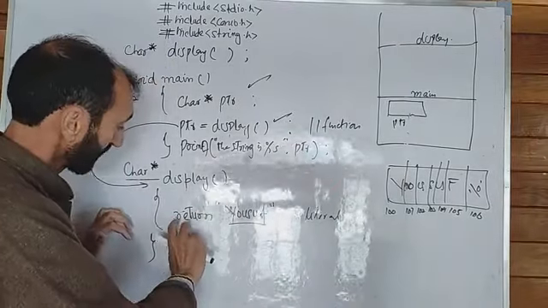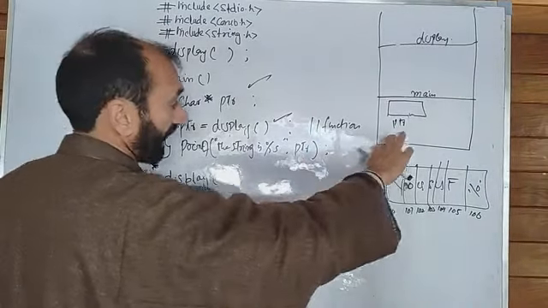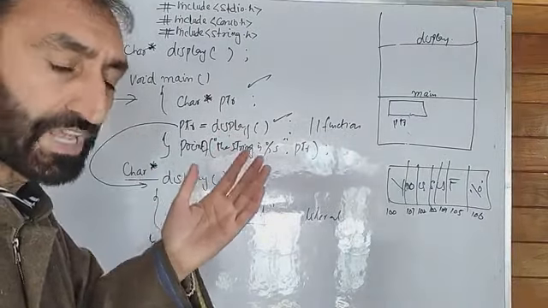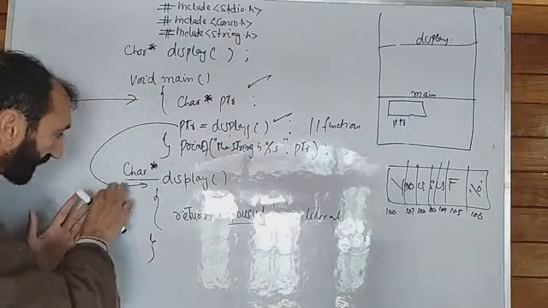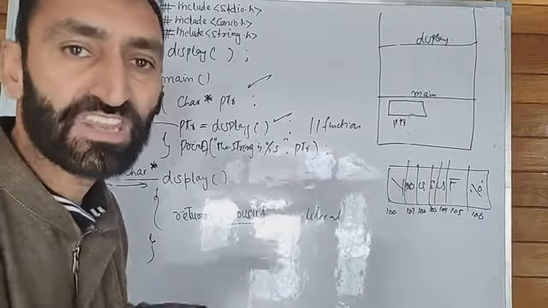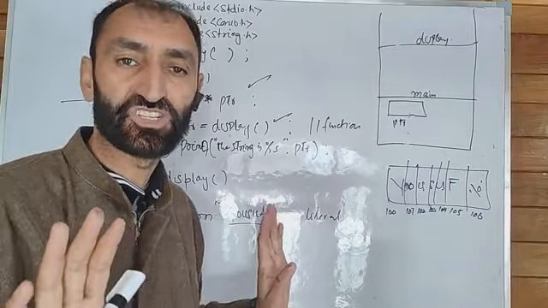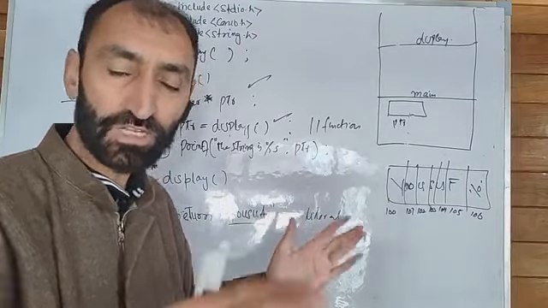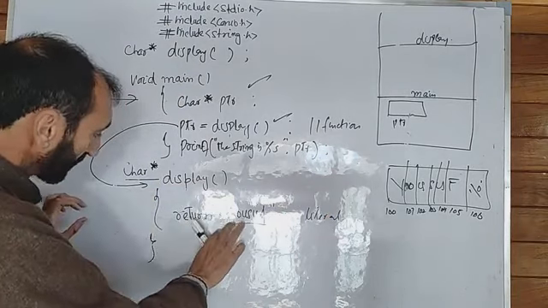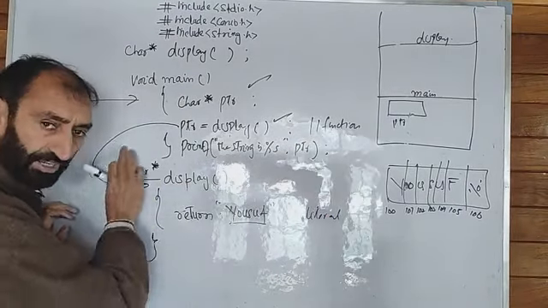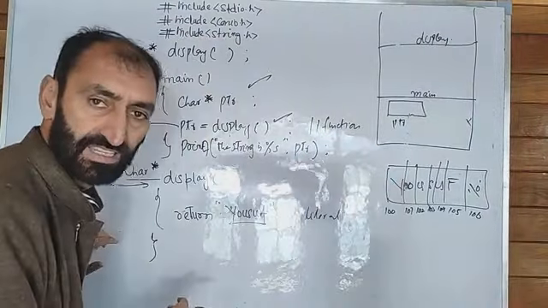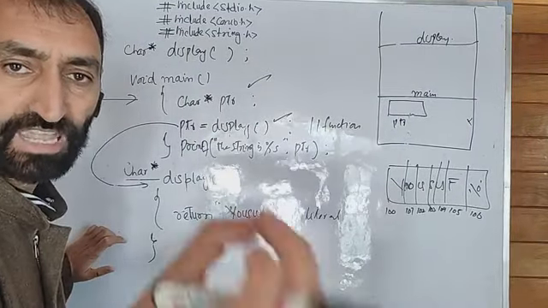But the nature of these memories is different. First of all, the stack memory. The characteristic of stack memory is that as soon as the control goes outside of the function, the stack memory vanishes. For example, once the function returns, its stack memory is released. This is the nature of stack memory.